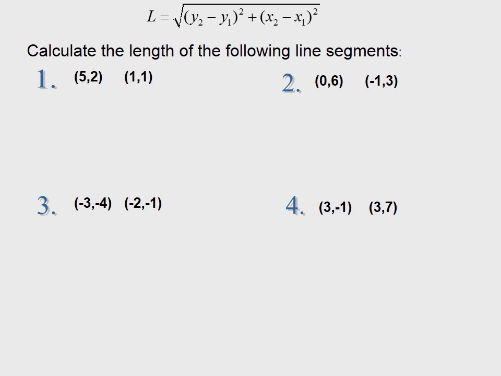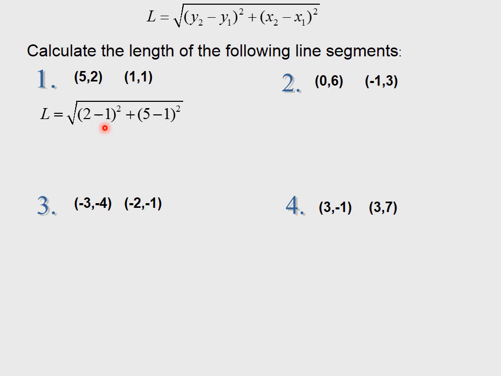So let's look at how we might use that formula. Calculate the length of the following line segments. We're given the points 5, 2, and 1, 1. Okay, let's write that out. So we have y2 minus y1 and x2 minus x1. Notice what we did here. We did 2 minus 1 for the y's and 5 minus 1 for the x. Notice that I'm subtracting in the same direction. Whatever point you pick first, subtract both sets in the same direction.